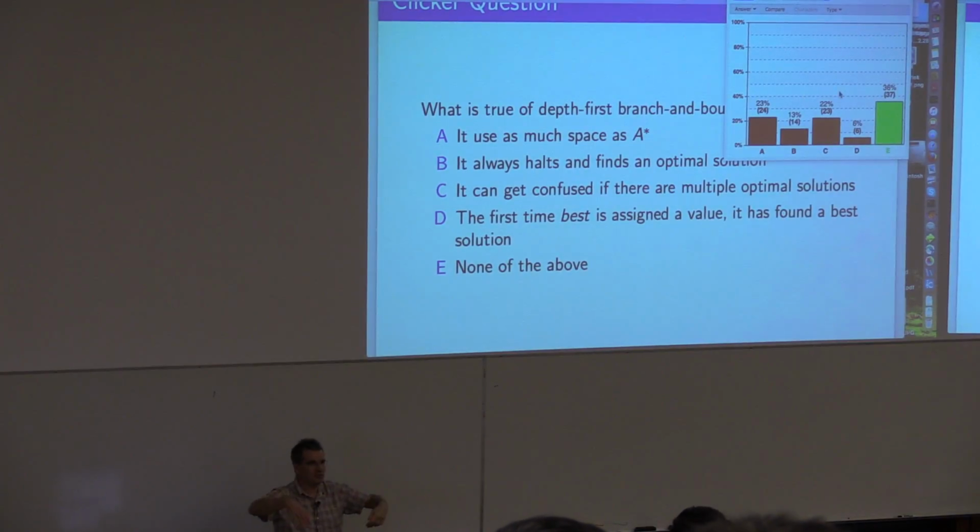And if there are multiple optimal solutions, it just returns the first one. It doesn't get confused at all. It doesn't do anything. Yes?